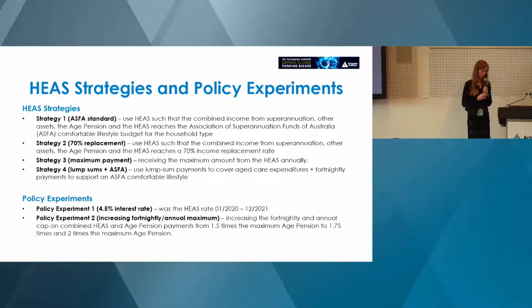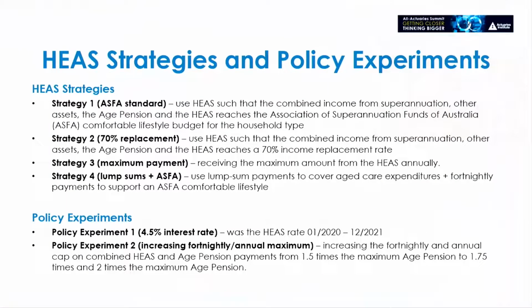So strategy 3 is taking out the maximum that is possible, going all the way up to the 150%. And then strategy 4 is taking out the lump sums that come into effect in July. We also do some tests around what changes of interest rates and what if we allow people to take out more of the scheme and see whether they are attractive.